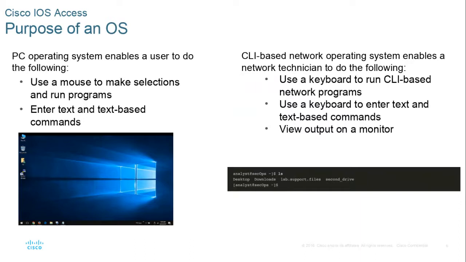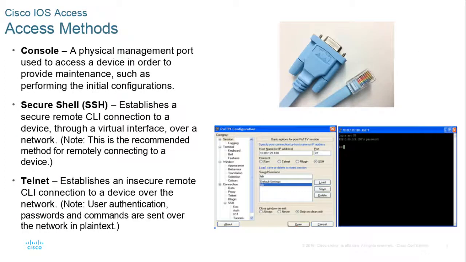So in a PC operating system, you could move the mouse and double click on an object. You could also enter text commands by bringing up the command prompt. In a CLI-based system, you would type on your keyboard. You wouldn't use your mouse. Everything would be entered from the keyboard, and you would view the output on the monitor. It would look more like the right-hand side here. This is a screen print from a Linux screen. And the guys that wrote the Cisco OS were the old Unix gearheads, so it has more of a resemblance to Linux or the command prompt in Windows.